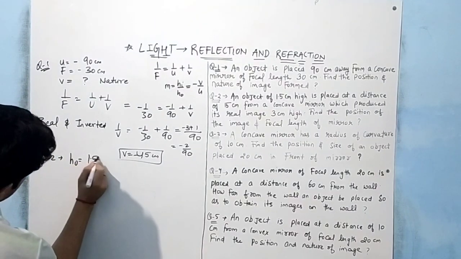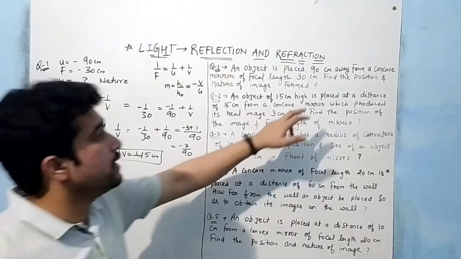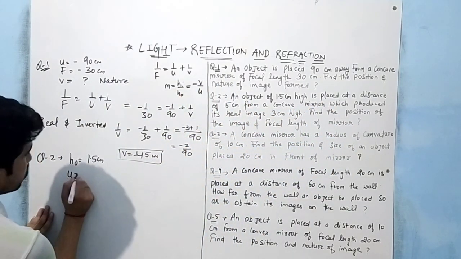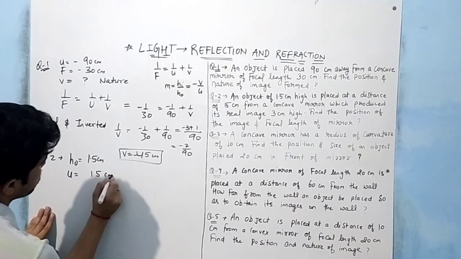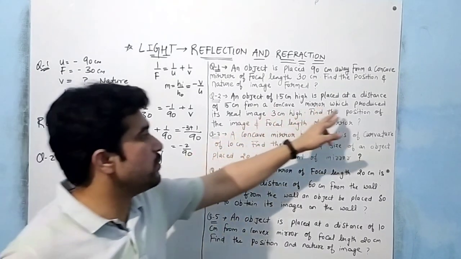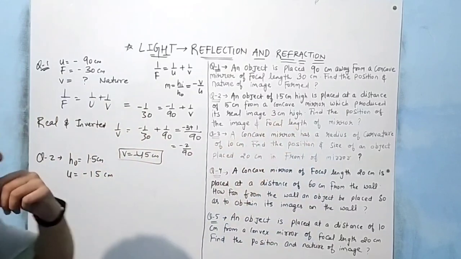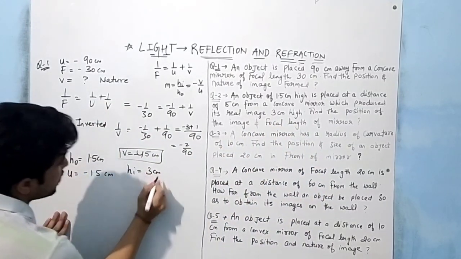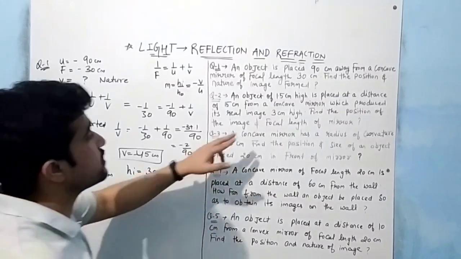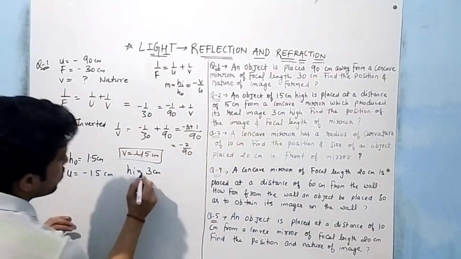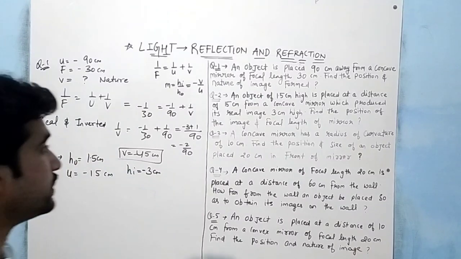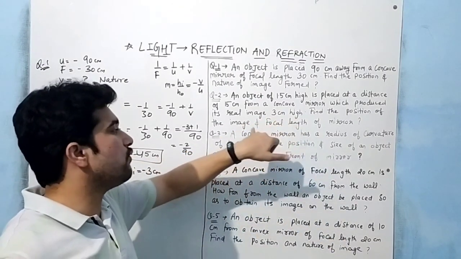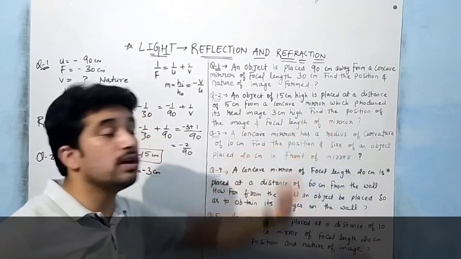The height of the object is 1.5 centimeter, and it is placed at a distance of 15 centimeter from a concave mirror. So u is negative 15 centimeter from a concave mirror, which produces a real image 3 centimeter high. That is, hi is 3 centimeter. In this case you have to take it negative, because it's a concave mirror and the image is real. Find the position of the image and the focal length of the mirror.